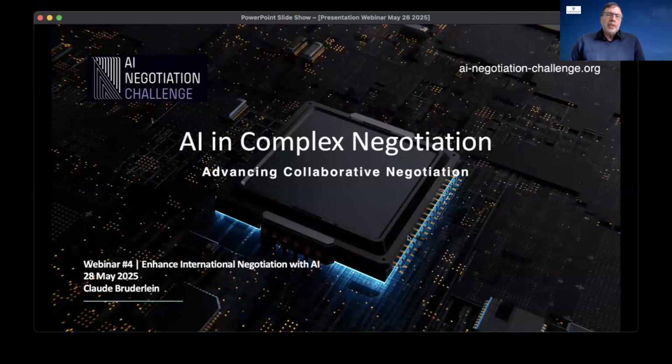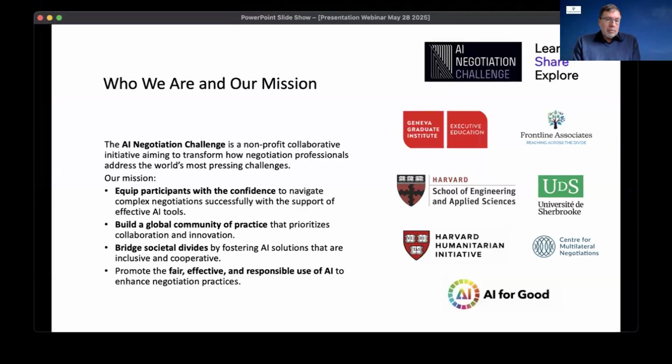So I'm here to present this initiative called AI Negotiation Challenge, which is precisely driven toward equipping practitioners, negotiators, diplomats with the required tools and experience on how to best use AI in negotiation, and particularly how to mitigate the risk associated with it. So we are a consortium of organizations, academic centers, networks that are devoted to this mission of promoting a fair, effective, and responsible use of AI to enhance negotiation practice. And doing so, we believe that practitioners, participants can become more confident in the use of AI capabilities and be able to develop their skills as a community of practice to bridge social divides.